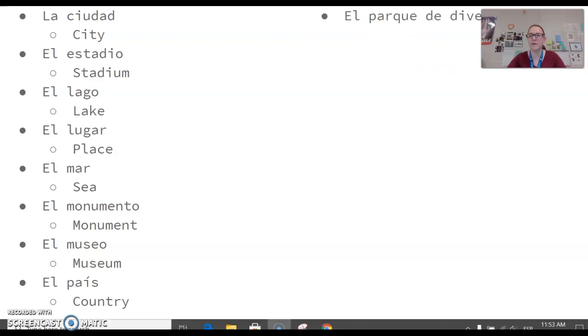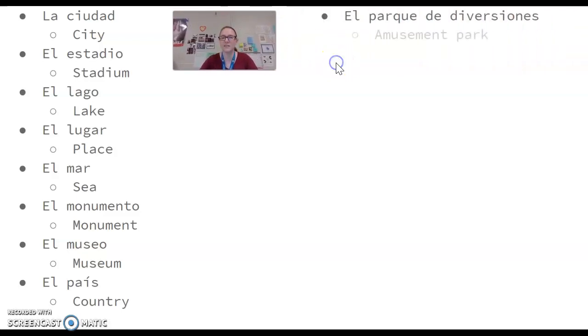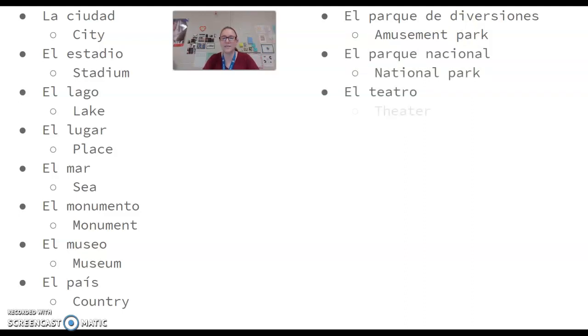Next up, we have el parque de diversiones. That is an amusement park. So like divertido means fun, so it's like a park of amusements. El Parque Nacional, that is a national park. El teatro is a theater. Okay, so this is specifically a theater where plays are put on. So like the Performing Arts Center would be un teatro. A movie theater, remember, is el cine. So those are two different types of places.